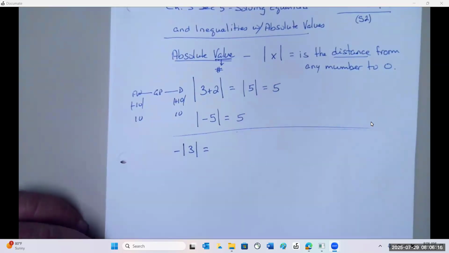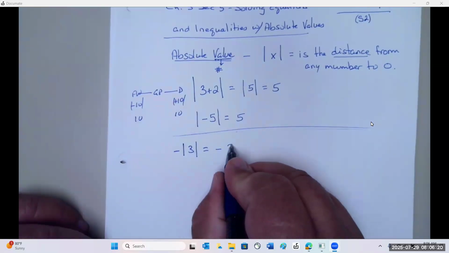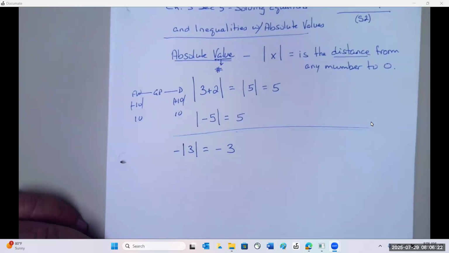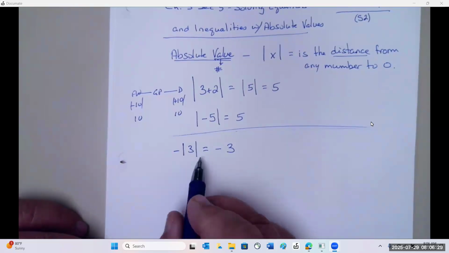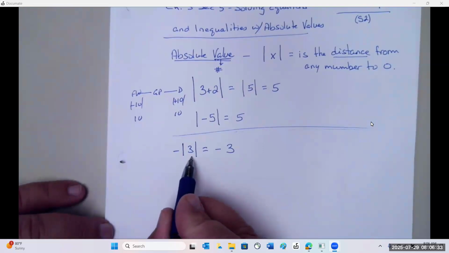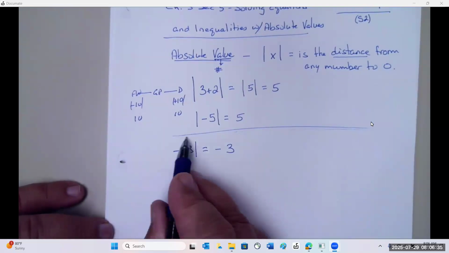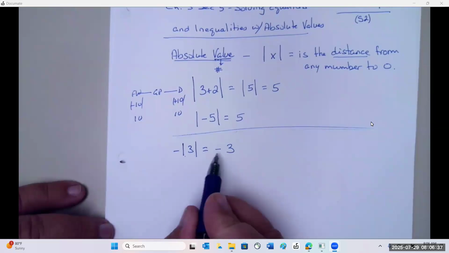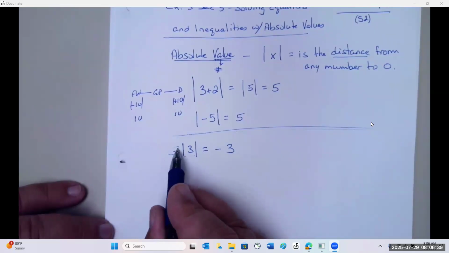What would that answer be? Why negative 3? Right, because it's outside. Order of operations. Order of operations says do what first? Special operations. Can you do anything inside there? No. So we have to get rid of it. What is the absolute value of 3? 3. And the negative stays there.